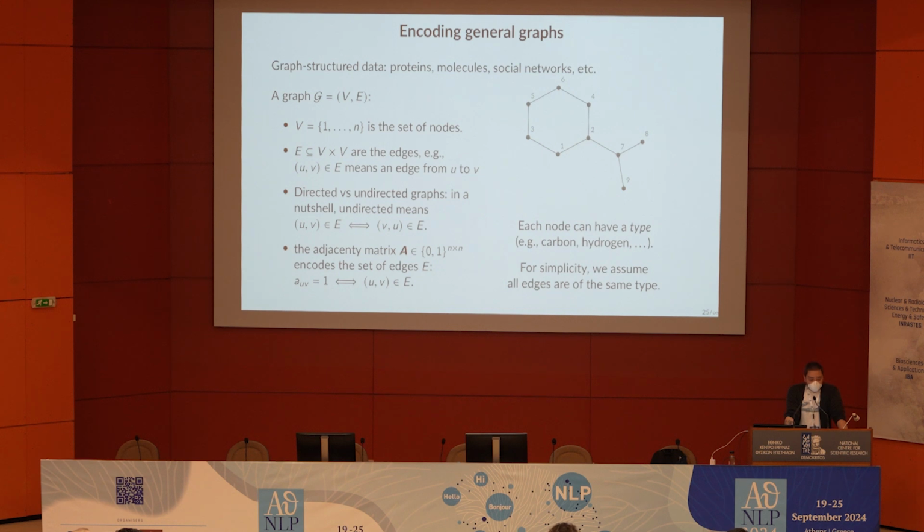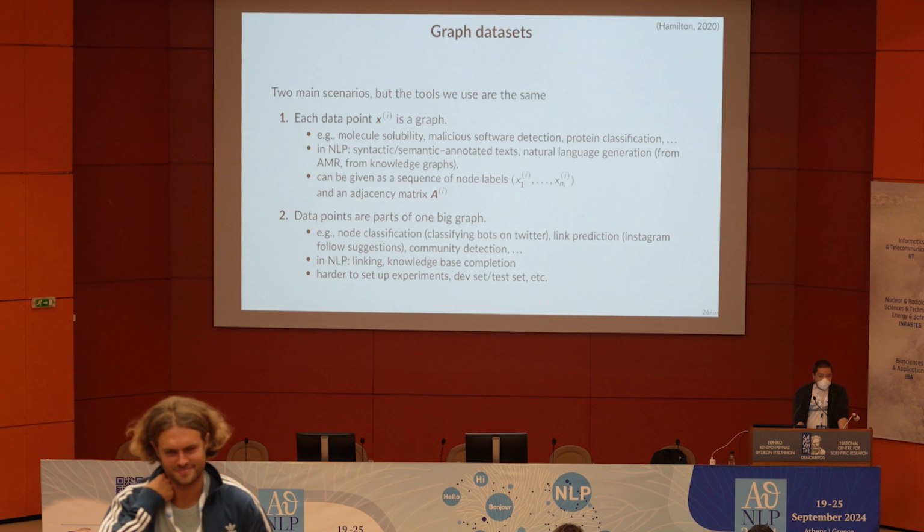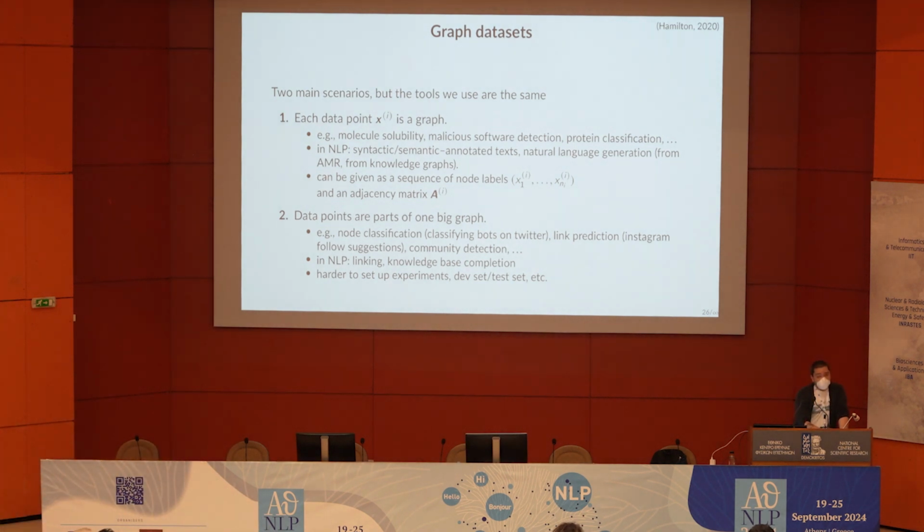Now, for instance, in molecules, or also like if we have some sort of richer object that's being represented as a graph, every node can also have a type, like carbon, hydrogen atom, and so on. But we can assume that all edges are of the same type. There are two kinds of machine learning problems where the data comes in as graphs.